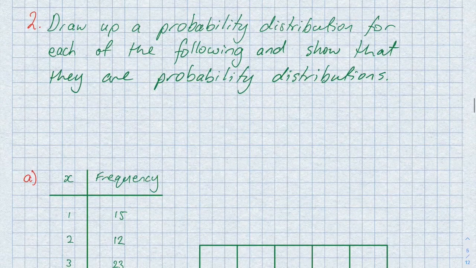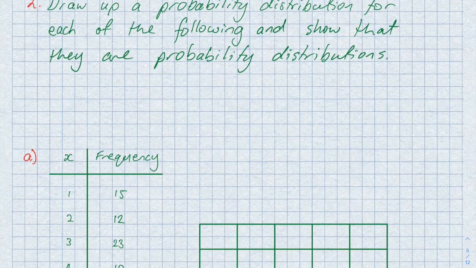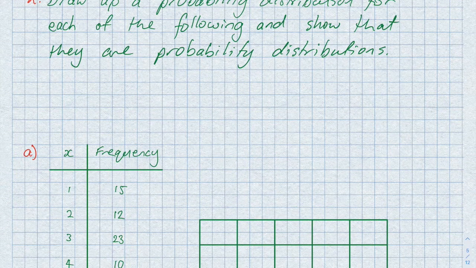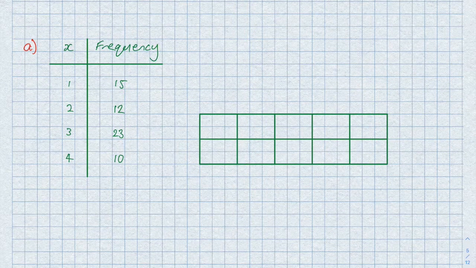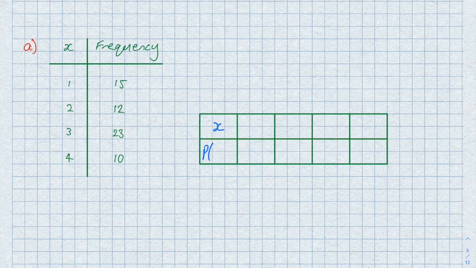Okay, question 2: draw up a probability distribution for each of the following and show that they are probability distributions. What we see here is we've got some values for x and some frequencies. So we've got our x, and the probability that we're equal to that value of x. We've got 1, 2, 3, 4 across here, and then the probability of each one. To do that, we need to know what the total is. So we need to add those up. 10, 20, 30, 40, 50, 60 is the total.